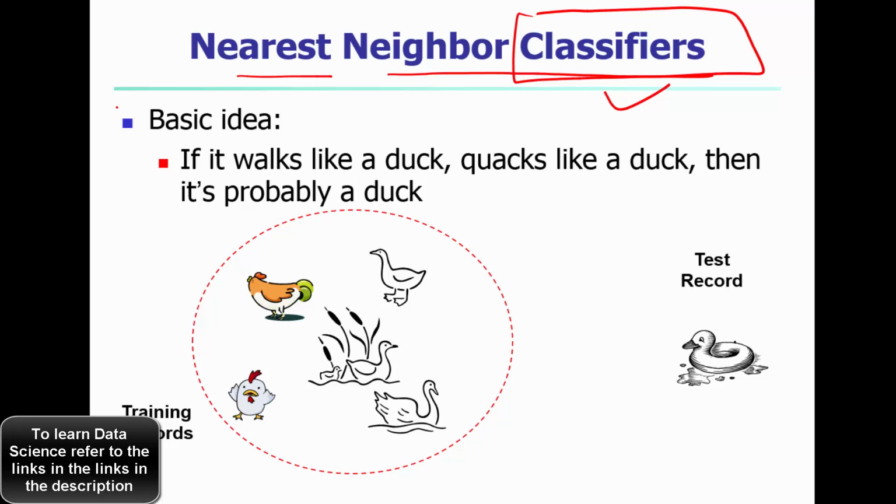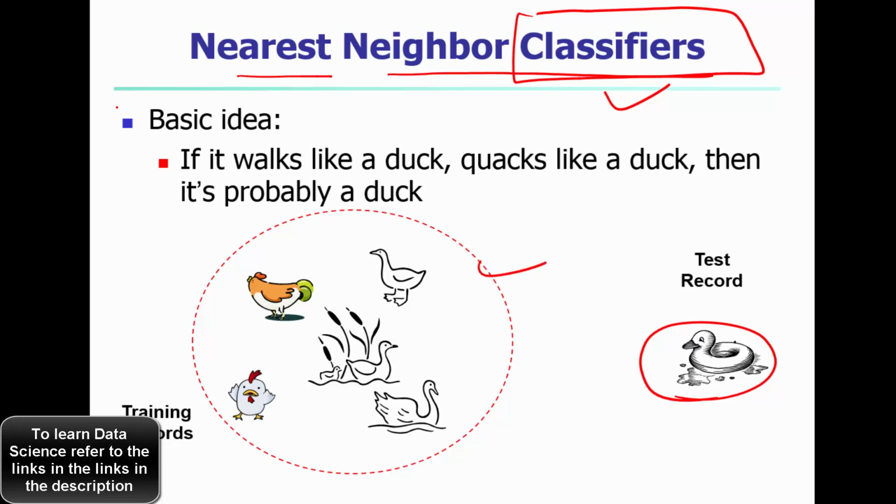So what's the basic idea behind the nearest neighbor classifier? Well, it goes like this: if it walks like a duck, then it is probably a duck. Here is the picture. We have been given a picture and it looks like a duck, but we do not actually know whether it is actually a duck or not. So this is a training set.